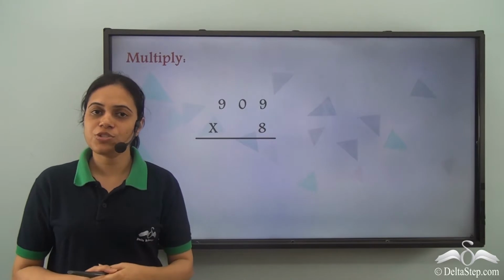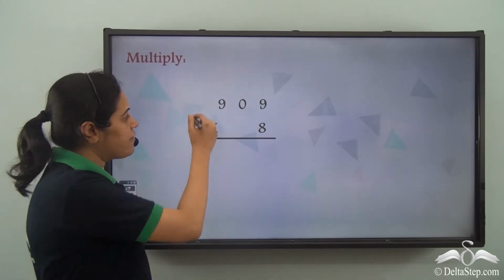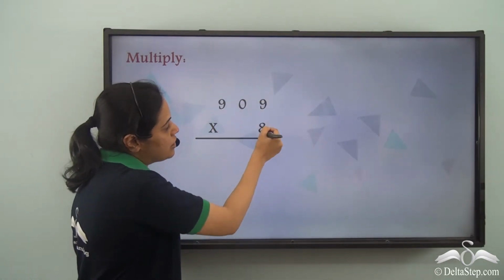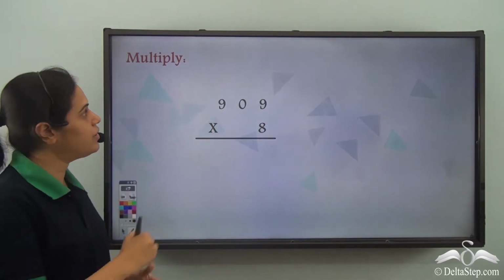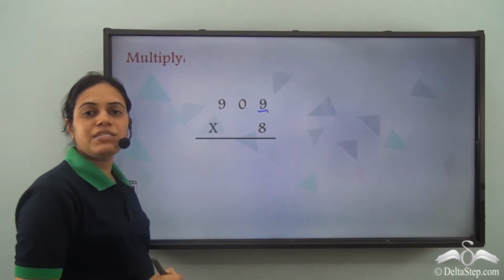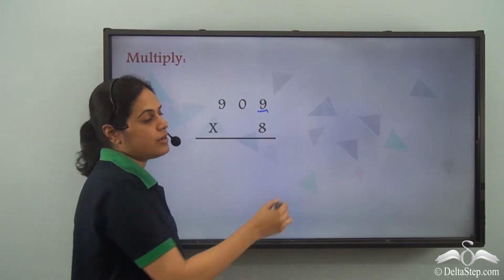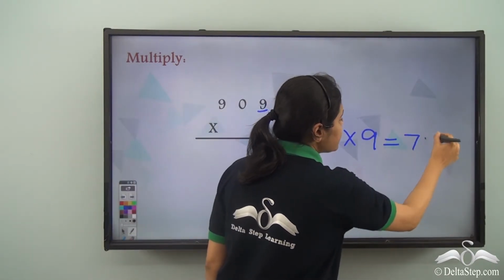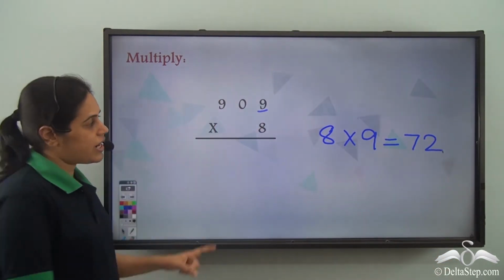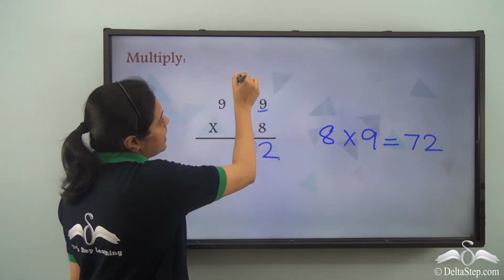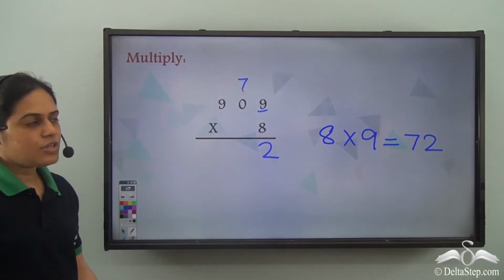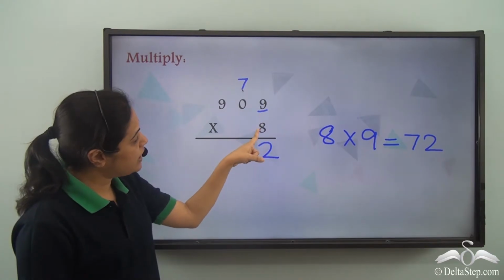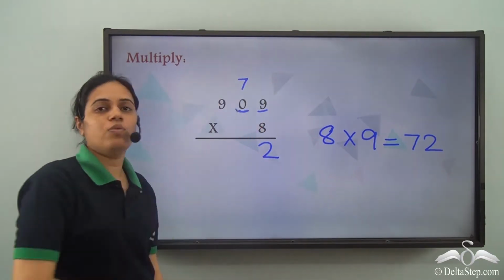Now can you multiply these two? So I have 909 into 8. Once again, I need to multiply a 3-digit number by a 1-digit number. So I start with the ones place. 8 into 9 is 72. So I write 2 in the ones place and 7 is carried. So now do I do 8 into 7? No. I need to multiply 8 by 0.